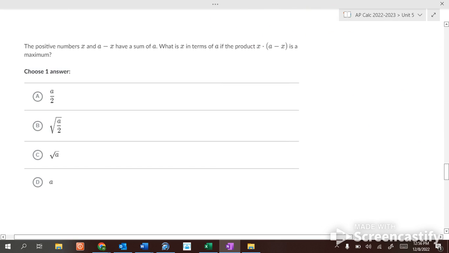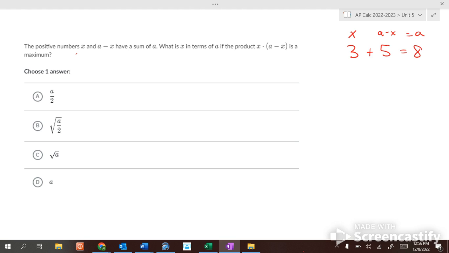Okay, let's look at this one. Two positive numbers. One is x and one is a minus x, and they have a sum of a. Because if you had positive numbers of 3 and 5, if this was x, this is a minus x, because if they add up to 8, 8 minus 3 is 5. So this is a minus x when this is a. Okay?